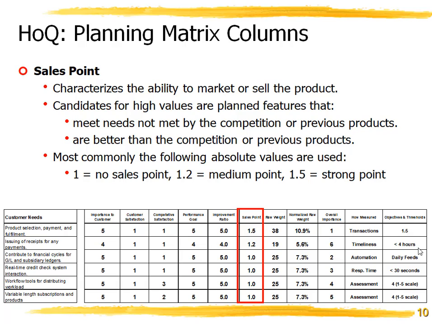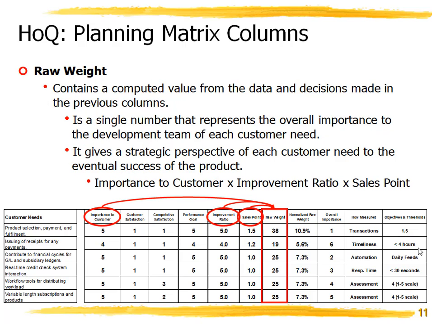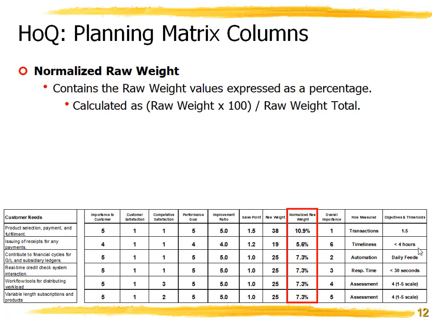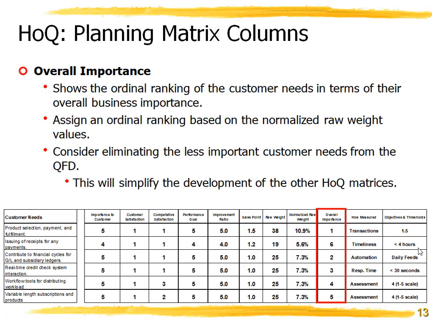It's a multiplier. So typically we use the values 1, maybe 1.2, 1.5. Don't put a huge value here because it exaggerates the value of sales points. But if you multiply that times the improvement ratio times the relative ranking to the customer, the importance, you come up with a raw score for that item in the planning matrix. You can then calculate a normalized percentage of how important is this row compared to all the others and even rank them. So you're able to find out what are the most important components of what we put in the planning matrix for planning purposes.